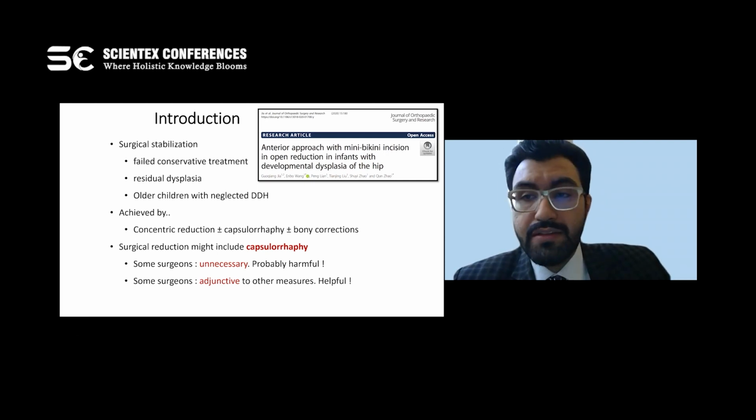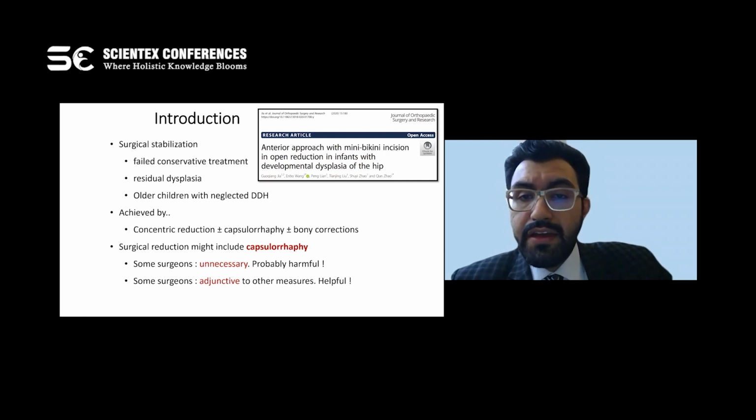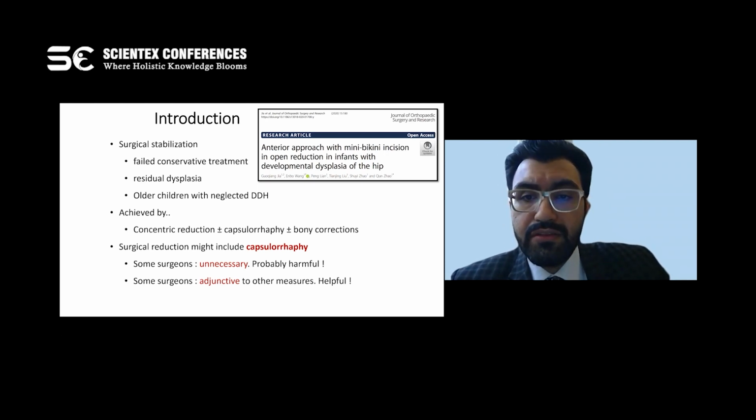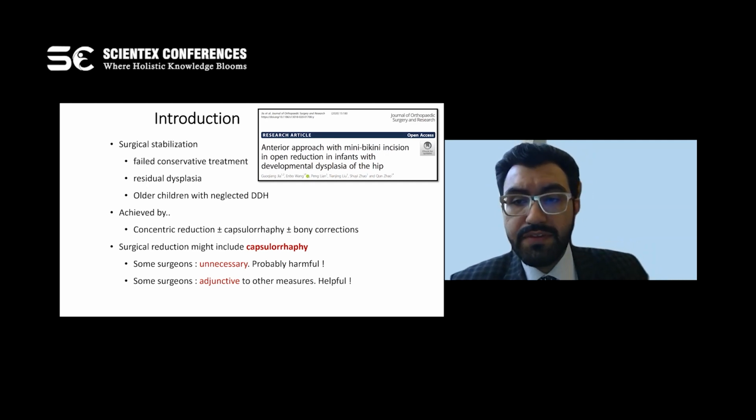And for example, the paper by Gia et al. in the Journal of Orthopedic Surgery and Research, they used the minimally invasive bikini incision in order to openly reduce the hip joint and stabilize it in children. They used capsulorrhaphy with a specific method, which I will explain later, and they reported acceptable results with safe surgery.